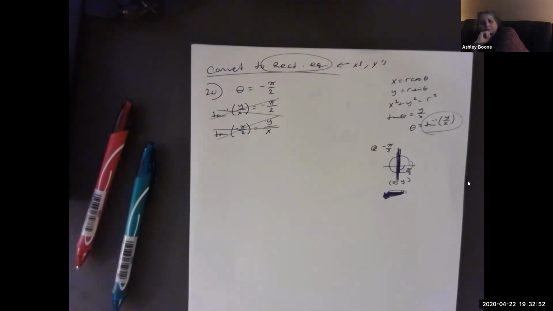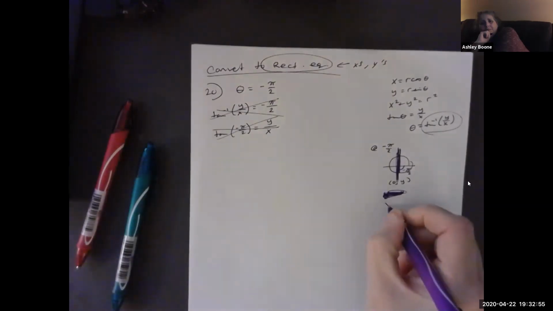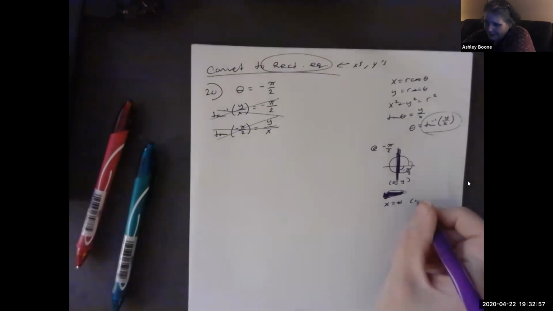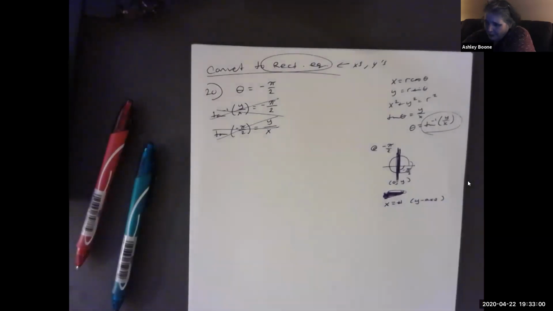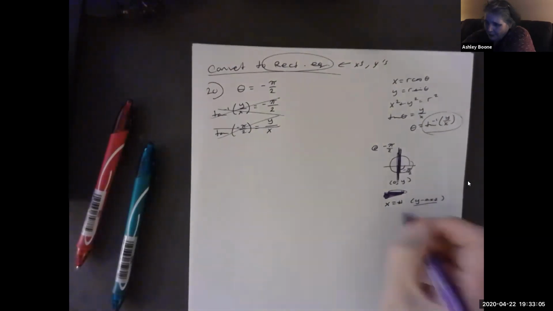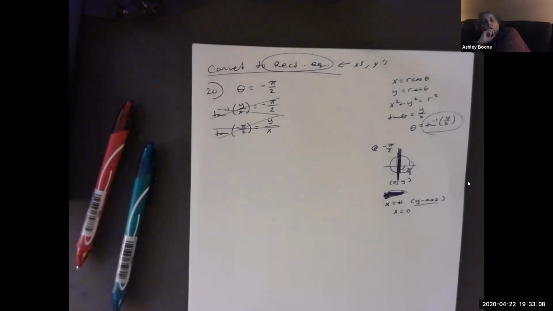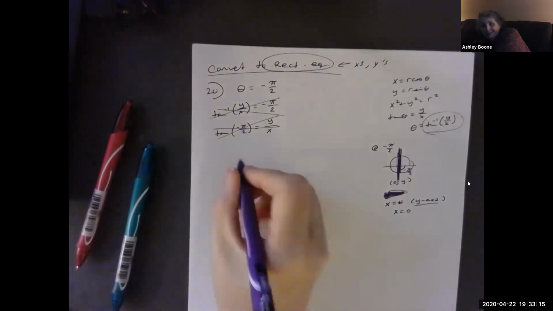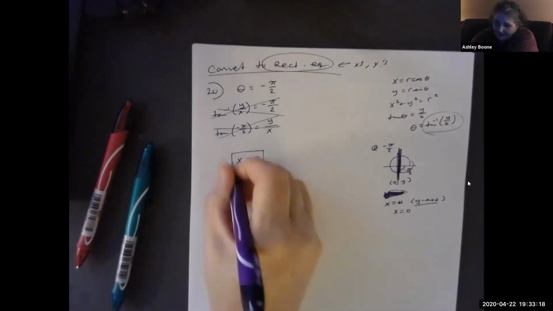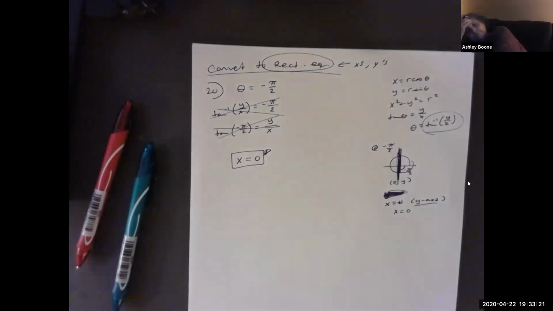Vertical lines are always in the form x equals a number. Your y-axis is x equals 0. So in order for your angle theta to be negative pi over 2, this is going to have to fit x equals 0. It's the only way that's going to happen. X is 0. That's our rectangular equation.